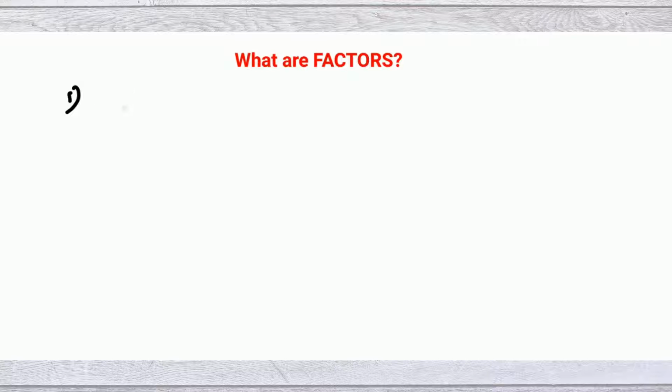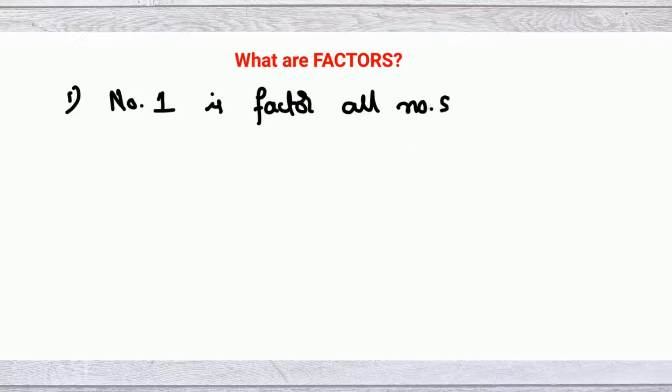Point number 1 is number 1 is factor of all numbers. When number 1 is multiplied by any given number, it gives you a given number. So, number 1 is always a factor.